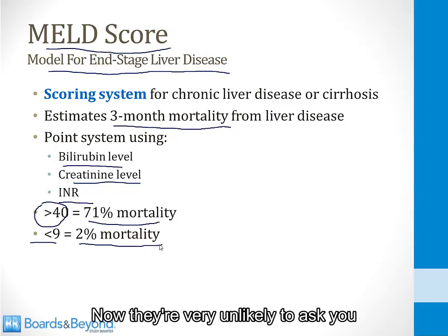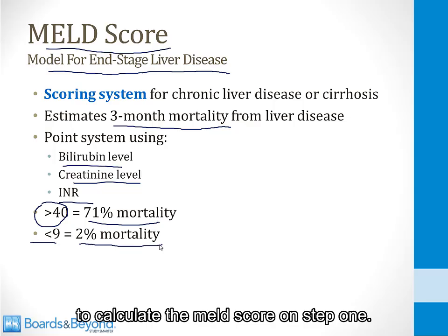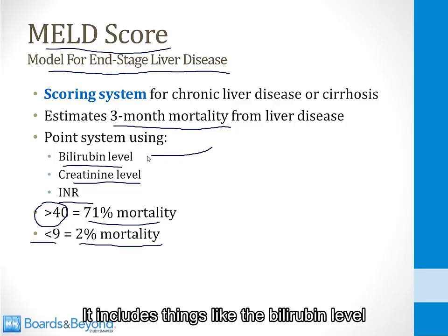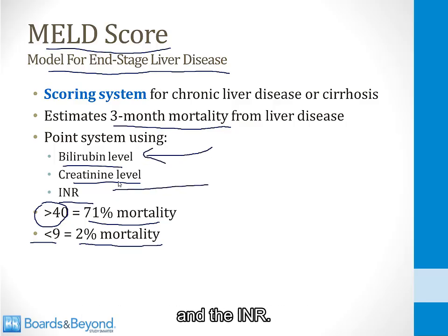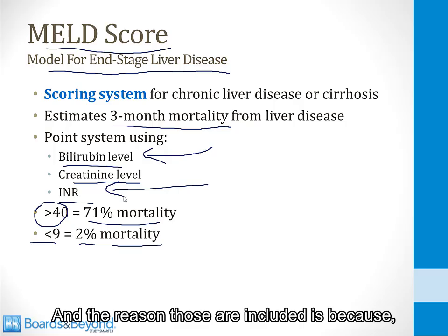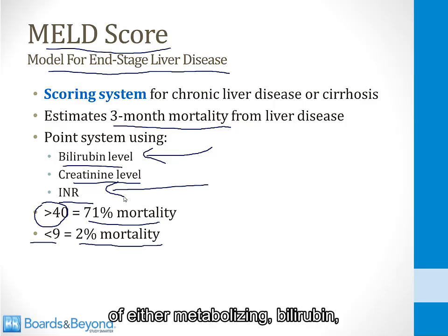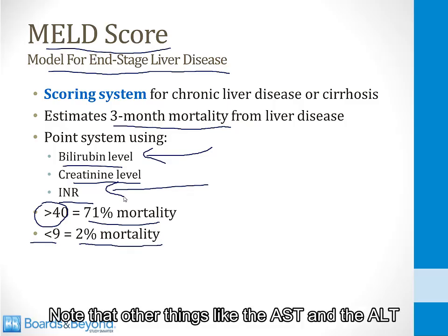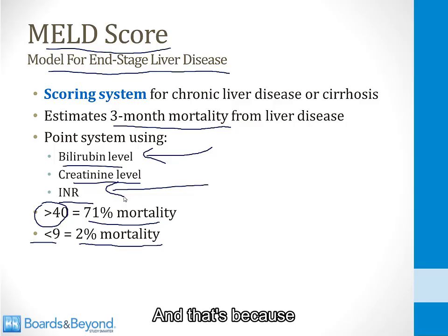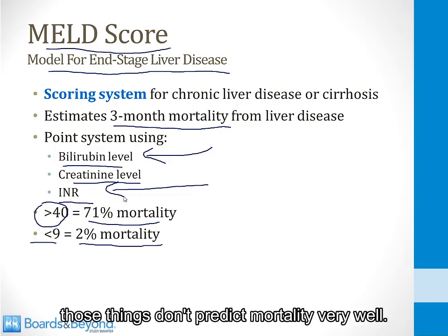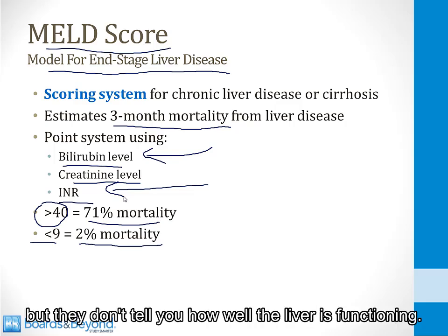Now, they're very unlikely to ask you to calculate the MELD score in step 1, but I want to point out here the factors that go into the MELD score. It includes things like the bilirubin level and the INR, and the reason those are included is because when those become abnormal, it means the liver is truly failing in its job of either metabolizing bilirubin or synthesizing clotting factors. Note that other things like the AST and the ALT are not included in the MELD score, and that's because those things don't predict mortality very well. They suggest liver inflammation, but they don't tell you how well the liver is functioning.